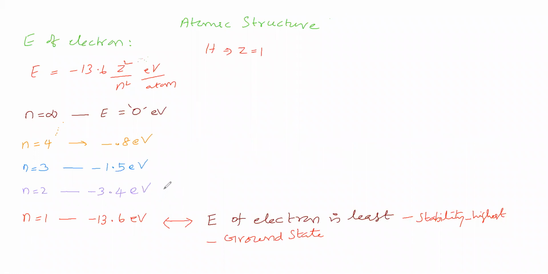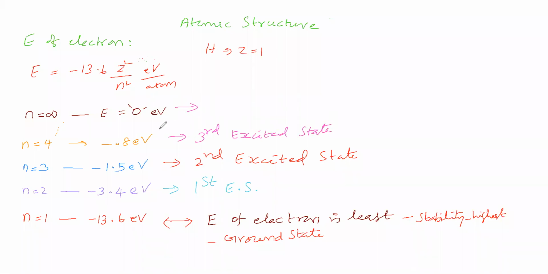Okay. So n is equal to 2 is called the first excited state. N is equal to 3 is called the second excited state. We have to call n is equal to 4 the third excited state.